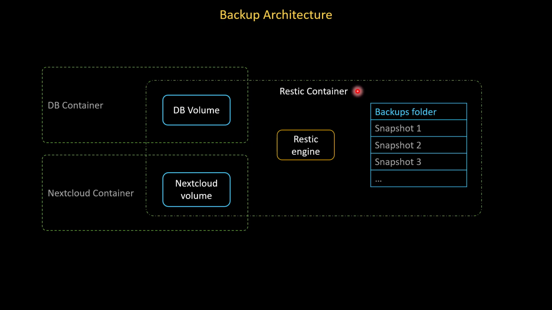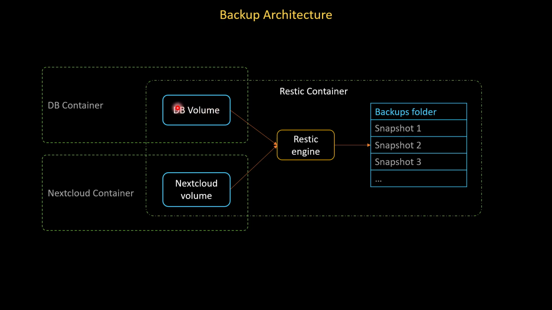So we will spin up a Restic container and we will mount this DB volume, Nextcloud volume and also the backups folder into this Restic container. Now Restic has access to the source and destination. So we will configure Restic to copy data from the DB container and the Nextcloud container and then send that data to the backup folder as a snapshot. So this is the architecture, but there are minor nuances to this.